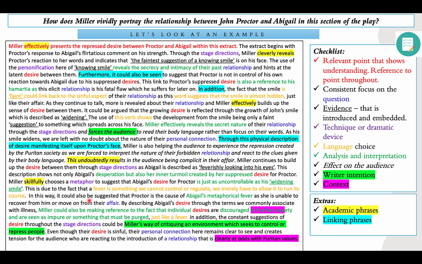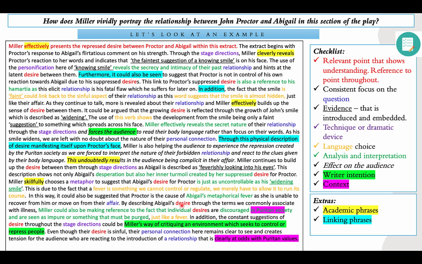In this way, it could also be suggested that Proctor is the cause of Abigail's metaphorical fever. So we've gone back to our interpretation here, and when we're really interpreting what Miller is trying to show us, and we're interpreting the relationship and how it's manifesting itself, as she is unable to recover from him. So now we're developing our interpretation of Abigail's response to Proctor, or her move on from their affair.